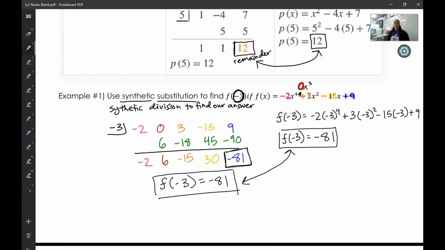So that's our first video on synthetic substitution. In the next video, we'll talk about another application of the remainder theorem, which you can probably guess how it got its name now: your remainder is your answer. And we'll talk about the second application of the remainder theorem, which is finding factors.